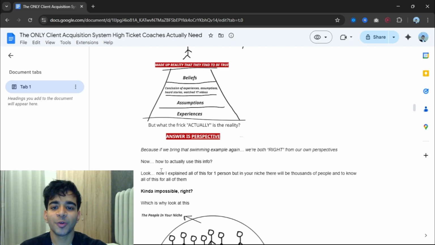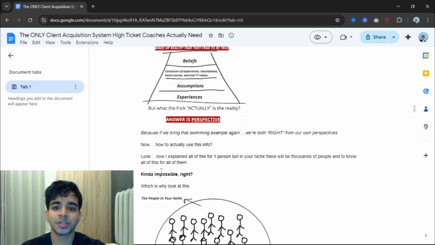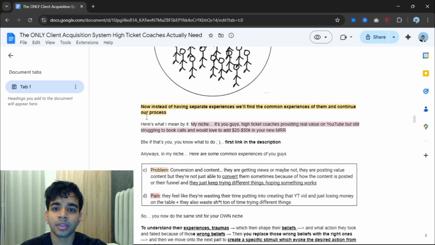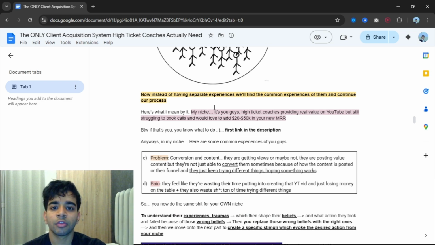So now the big question is how to actually use this information. Look, now I explained all of this for one person, right? But in your niche, there will be thousands of people, and to know all of this, to understand their particular experiences, it's kind of impossible, right? Which is why, look at this. Now, instead of having separate experiences, we will find their common experiences and continue our process like that, right? So here's what I mean by this.